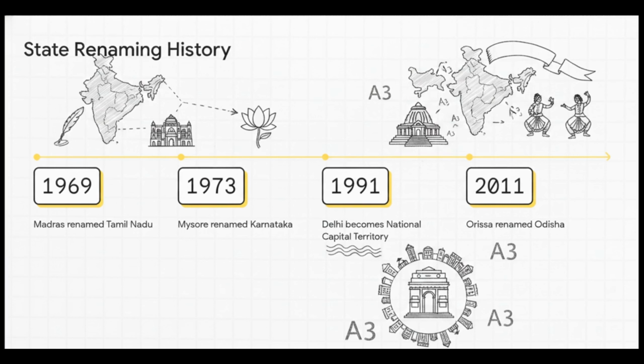The 69th Amendment created a really unique administrative hybrid, granting a legislative assembly but retaining central control over key areas like police, public order, and land. And more recently, in 2011, Orissa was officially renamed Odisha, basically correcting a colonial-era anglicization to better match the local phonetic pronunciation. And remember, Parliament executed all of these changes using those exact Article 3 powers we discussed earlier.